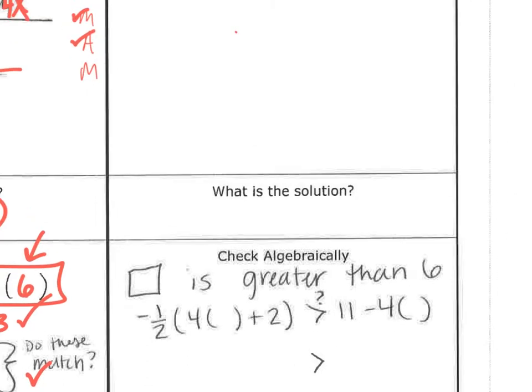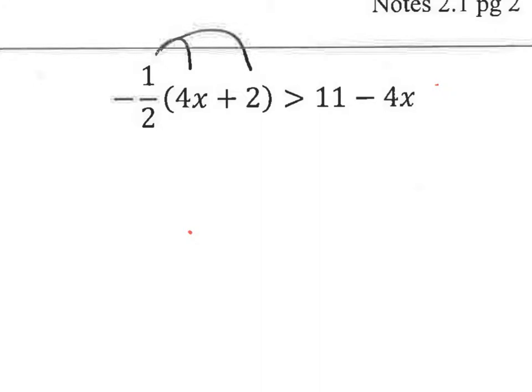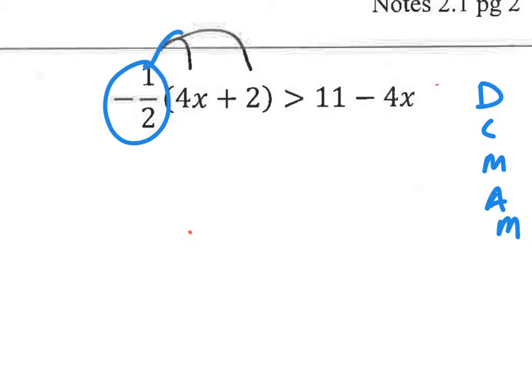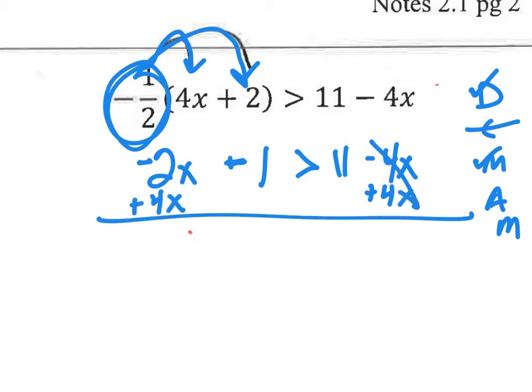Now let's take a look over here and see what happens when we change it to an inequality. All right, so I'm still using Don't Call Me After Midnight. I'm going to take negative 1/2 and multiply it by 4x. I get negative 2x. Take negative 1/2 and multiply it by 2. And I get minus 1 greater than 11 minus 4x. So I've distributed. I can't combine. I can move the variable, and I'm going to add 4x to both sides.